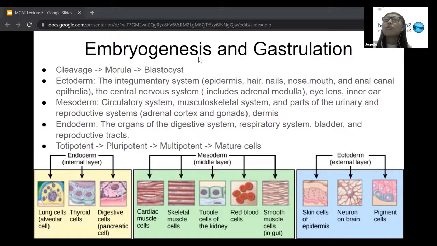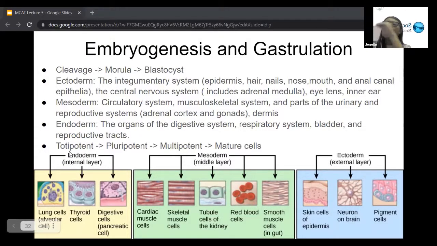Next, the mesoderm leads to the circulatory system, musculoskeletal system, and parts of the urinary and reproductive systems, which include the adrenal cortex and gonads, and then also the dermis. And then finally, there is the endoderm, which leads to the organs of the digestive system, the respiratory system, bladder, and reproductive tracts.